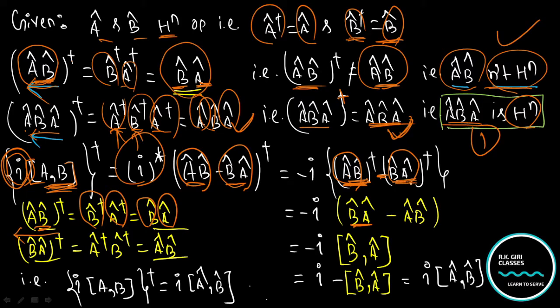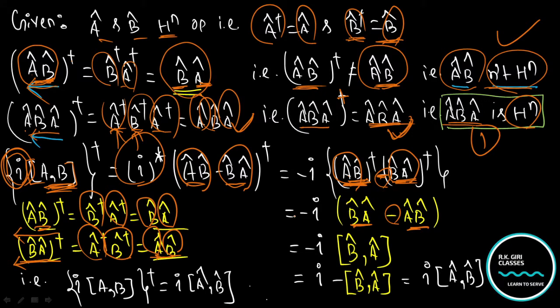And now find out B cap A cap whole dagger. B cap A cap whole dagger, that means multiplication, and you proceed from right to left. This is A cap dagger, and this is B cap dagger. A cap dagger is A cap and B cap dagger is B cap. That means B A cap dagger is equal to A B. B A cap dagger is equal to A B. This is, and the negative symbol was already there.